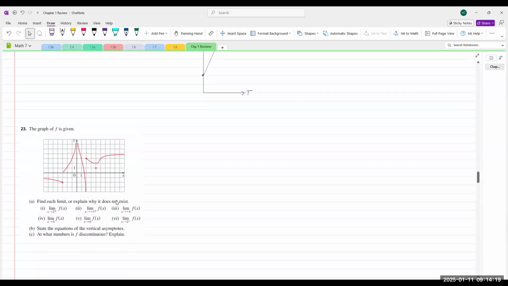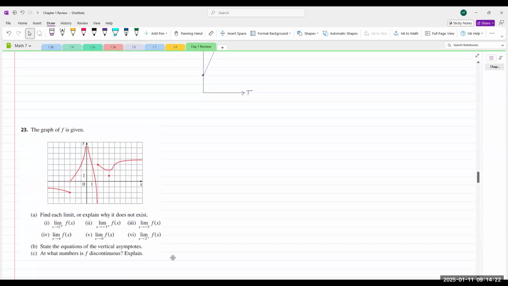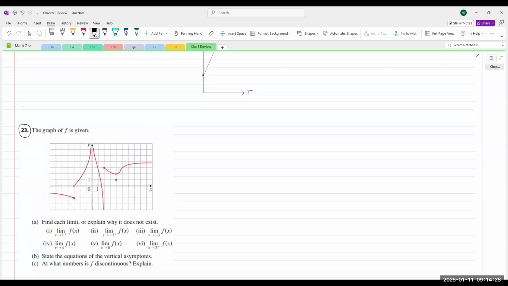Number 23. Oh, I like this question. Number 23, let me circle that first. Okay, find each limit or explain why it does not exist. So if you are given a graph, the limit question will be answered by referring to the graph. Basically, do you know how to read the graph and do you know what it means?